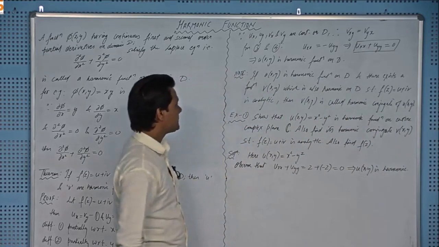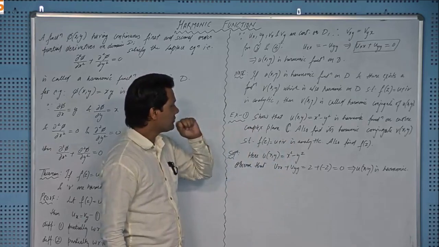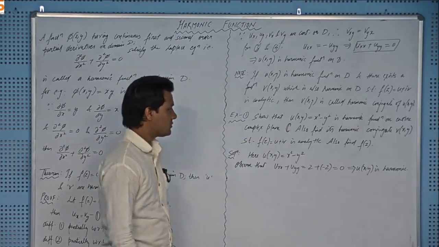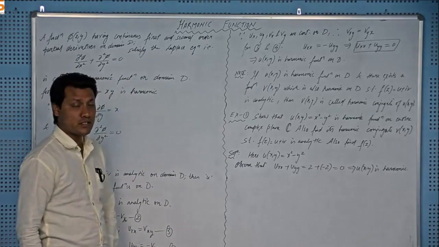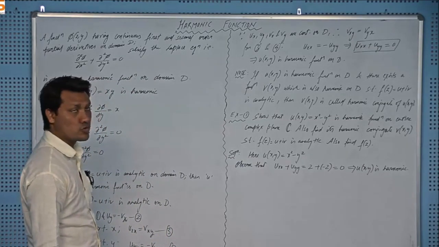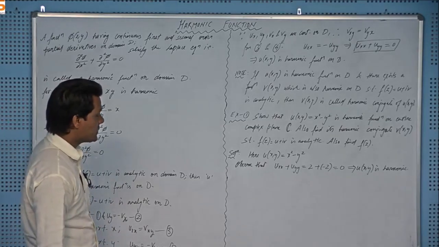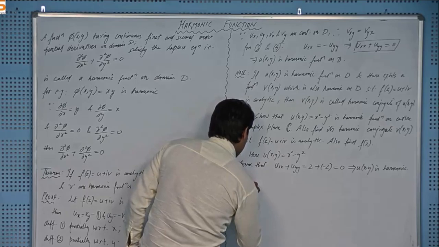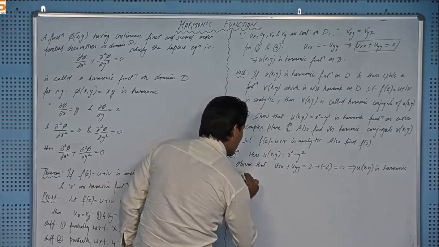Now the second part is to also find its harmonic conjugate v. There are certain methods to find the conjugate v. I will show you two of those methods. The first one is, should I write it as harmonic conjugate?